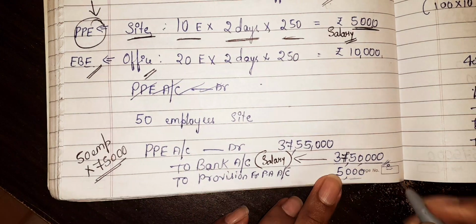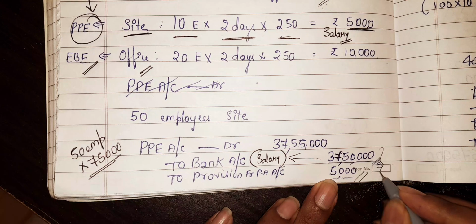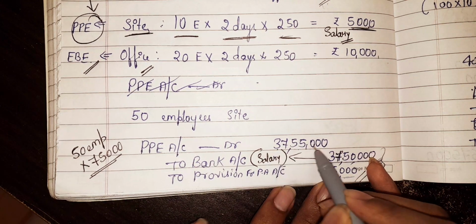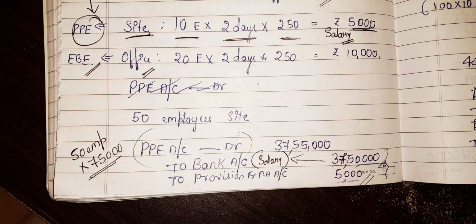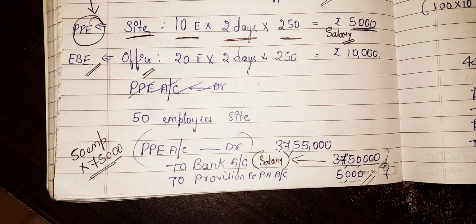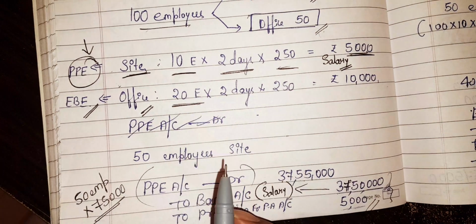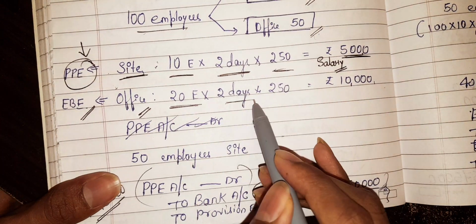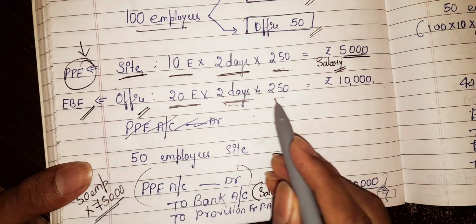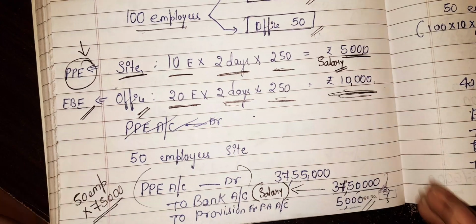Plus we have made a provision of 5,000 rupees. If you add both, 37,55,000 rupees will be added to the cost of PPE, which I have even explained while solving the problems of PPE. Now office employees, total 20 employees have not taken leave, but company is giving maximum 2 days of leave. Into 250, it will be 10,000.